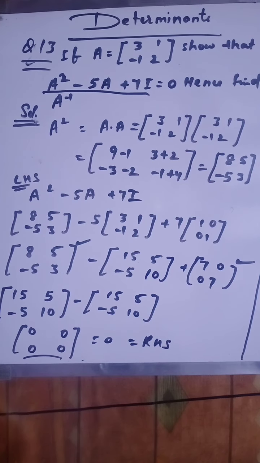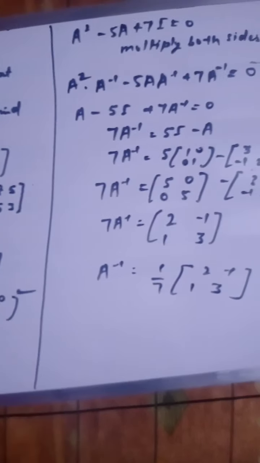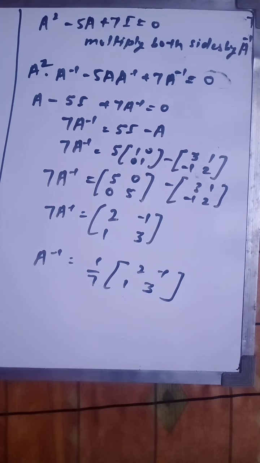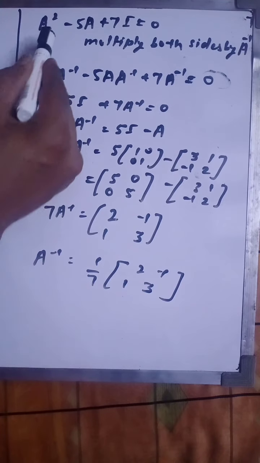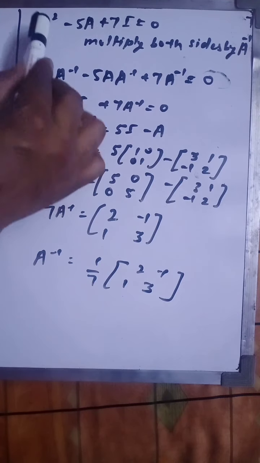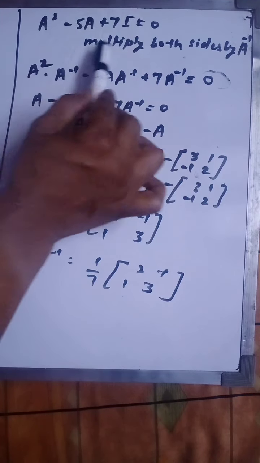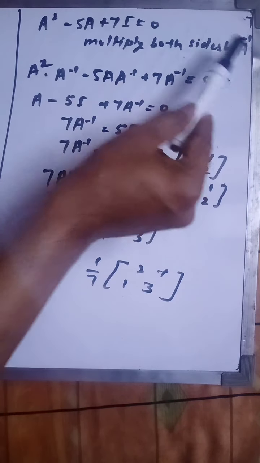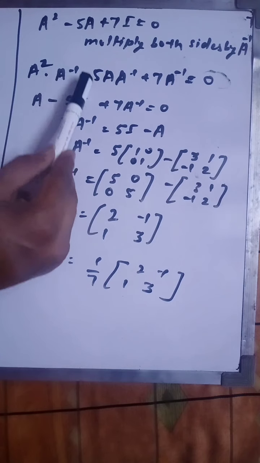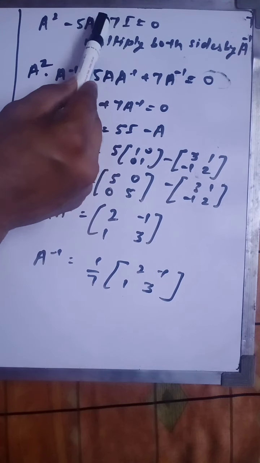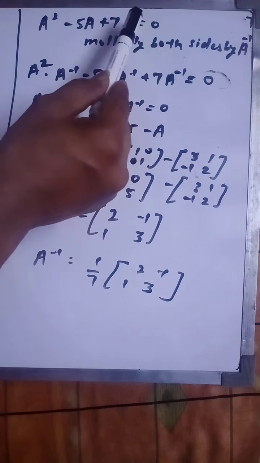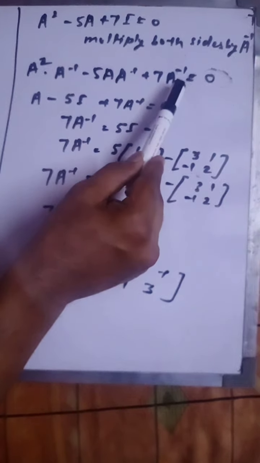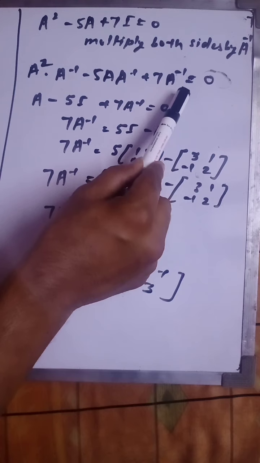And the next part is very important. You have to understand it. How we can find out A inverse using this equation. So here is the equation, that is equal to 0. What we are doing, I'm just multiplying both sides by A inverse. So when you multiply this equation by A inverse, A square into A inverse, minus 5A into A inverse, plus 7 into I into A inverse. When you multiply any matrix with I, you will get the same matrix, that is A inverse. That is equal to 0.